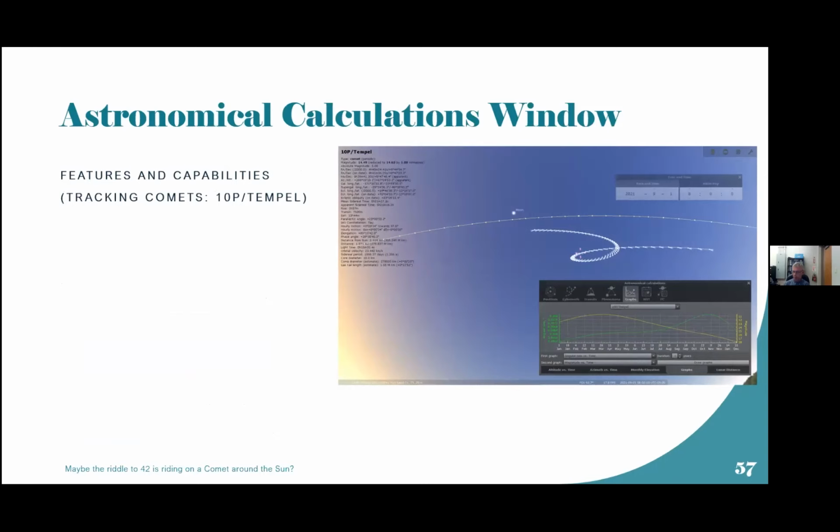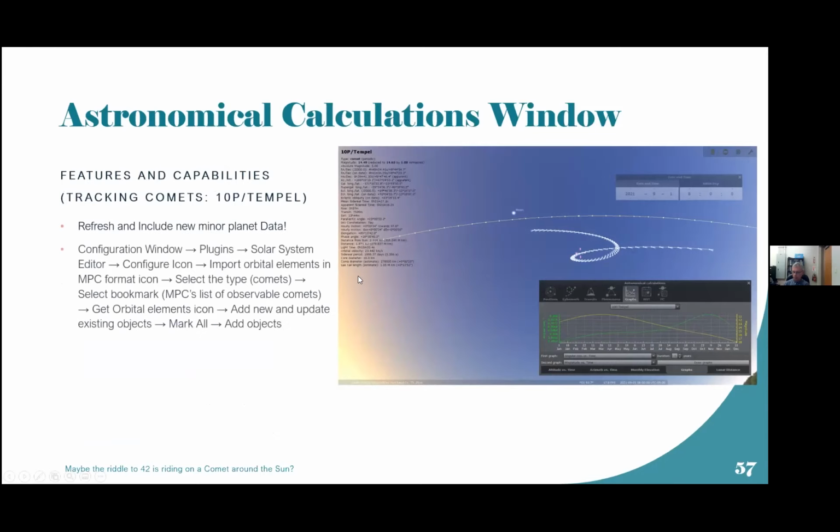Now, features and capabilities. So I did this with Comet 10P Temple. So you get the comet, you get the path around there, you can see the orientation of the tail. So you can always refresh and include new minor planet data.